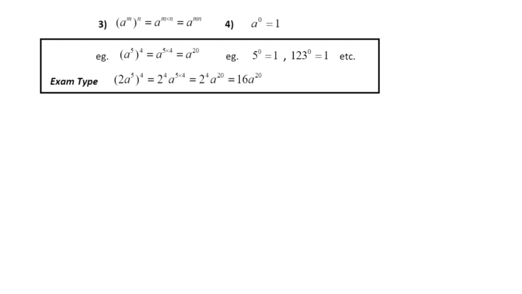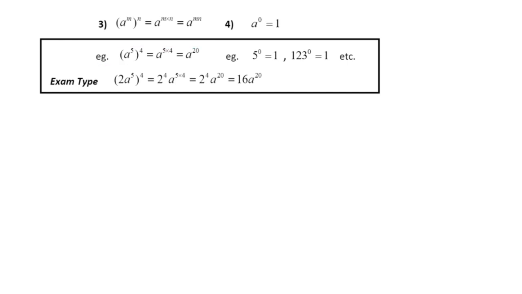Like I said before, it's a little bit easier to see when focusing on the actual numerical values rather than the letters. So in the example below, if I bring your attention to this part here, we have a to the power of 5, and the 4 is outside the bracket. So a to the power of 5, 4 outside the bracket. So it's 5 times 4, which gives us a to the power of 20.